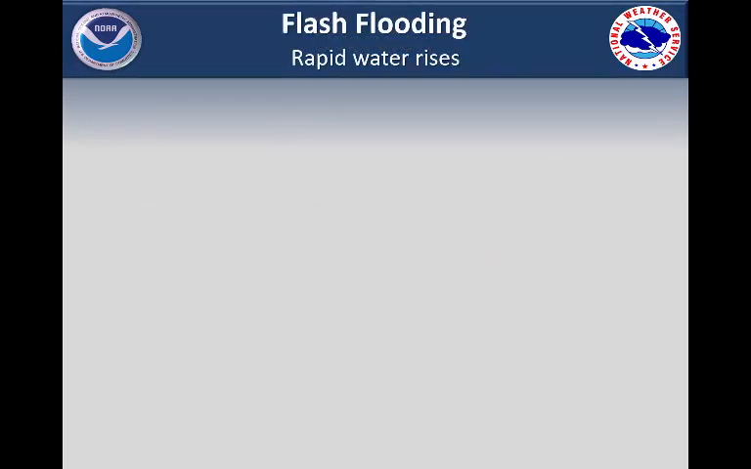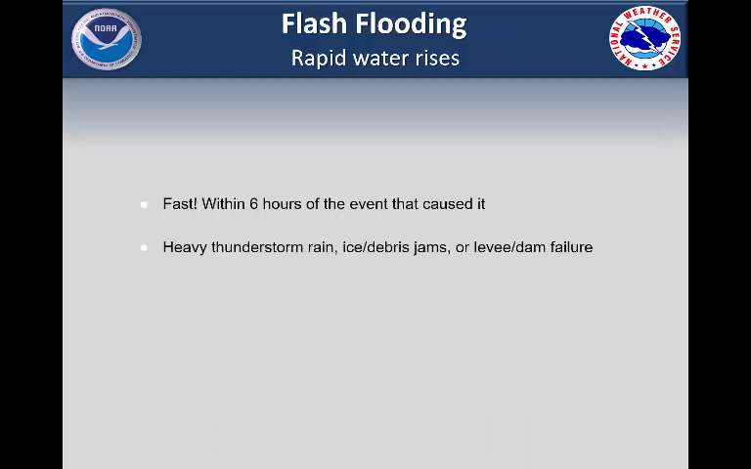First of all, flash flooding, which is when water is rapidly rising. It typically occurs within 6 hours of the event that caused it, most commonly caused by heavy thunderstorm rainfall, which is why most of our flash flood products are issued during the summer. But flash flooding can also be caused by ice or debris jams, or sometimes even a levee or dam failure. Flash flooding tends to be worst in uneven terrain and in urban areas because the water runs off concrete very quickly and can cause flash flooding.